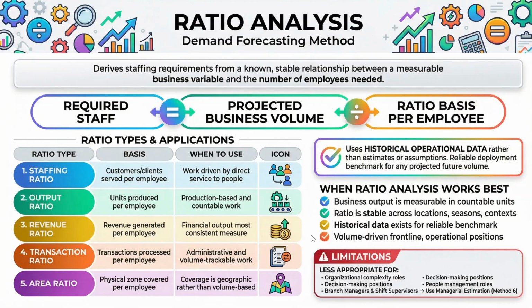And then we have area ratio, physical zone covered by employees. This is being used when your work is based on coverage of geographic rather than volume based. For example, security guard. So one security guard covers 5,000 square meters per shift.